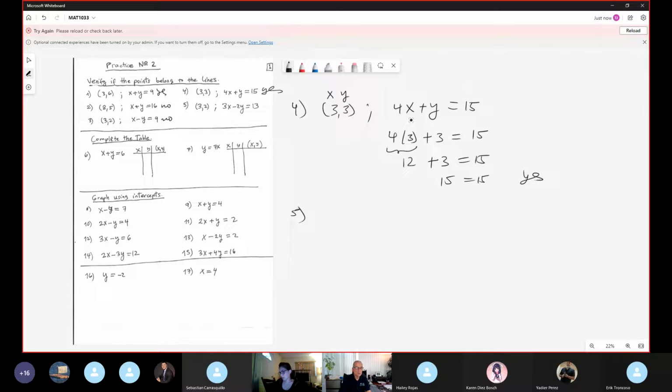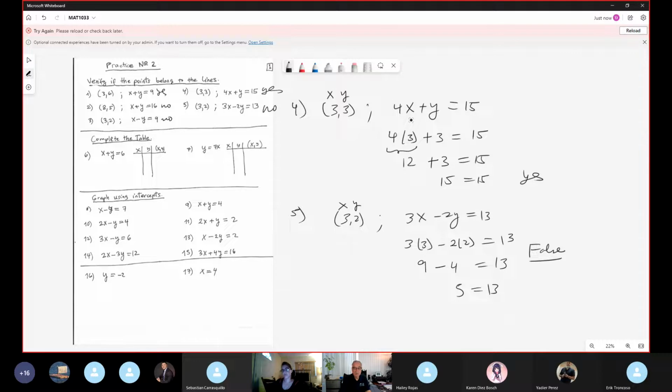And number 5 is (3,2), 3x minus 2y equals 13. This is the x component, this is the y component. This is 3 times 3 minus 2 times 2 equals 13. 3 times 3 is 9, 2 times 2 is 4, and 9 minus 4 is 5, not 13. This is completely false. Then you prove algebraically that this point does not belong to the line. Cool?